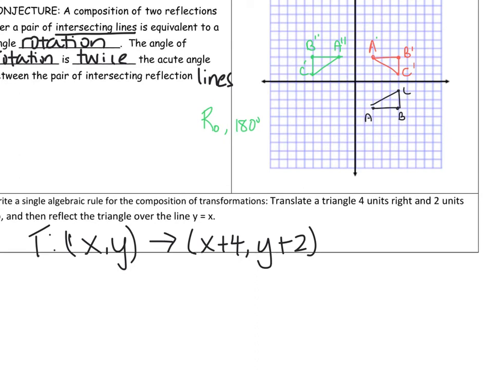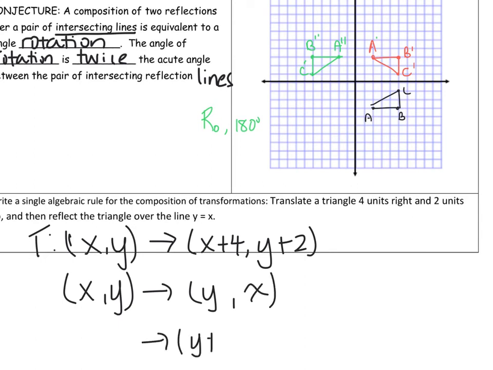Then we're going to reflect the triangle over the line y equals x. So the reflection over the line y equals x takes (x, y) to (y, x). So when we reflect over the line y equals x, what happens to our original figure is that the x and the y coordinates flip-flop. So y ends up here and x ends up here. Well, we know our y is now y plus 2 from our translation, and our x is x plus 4.